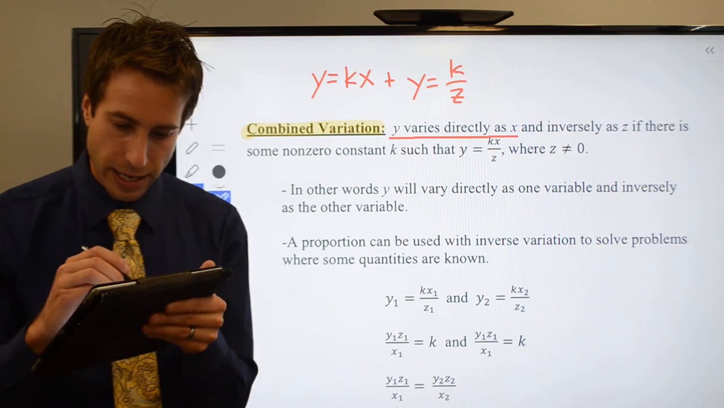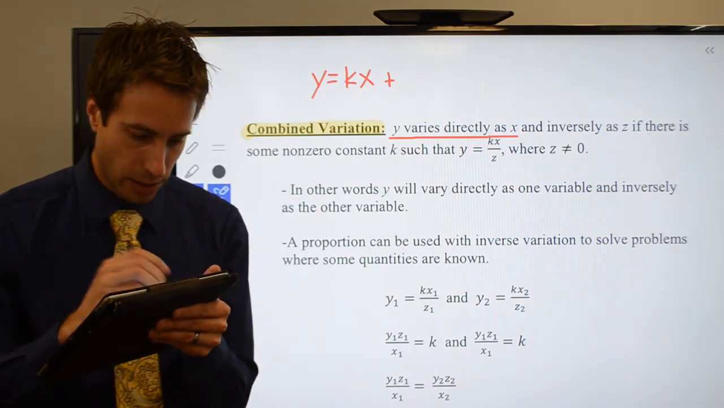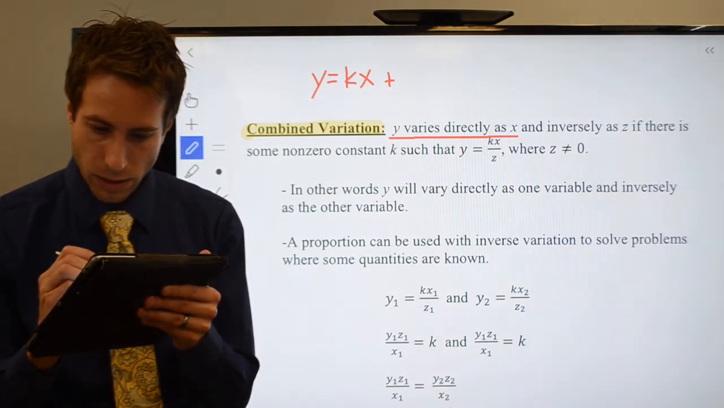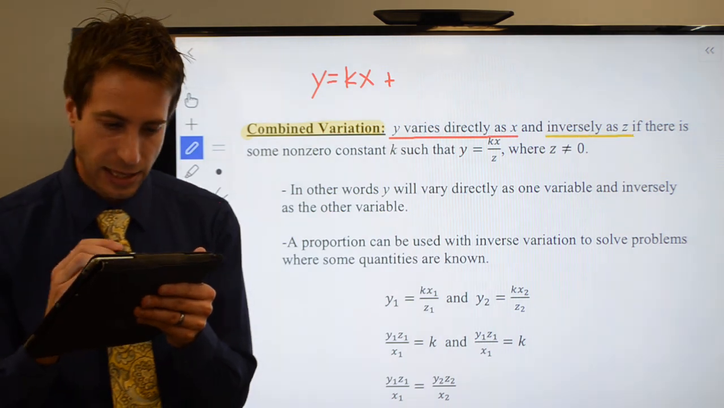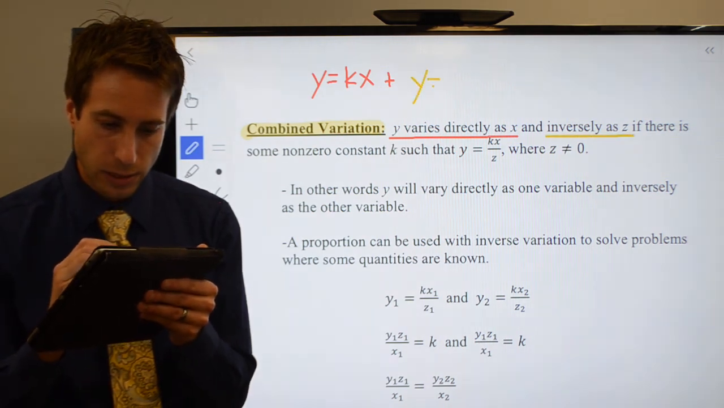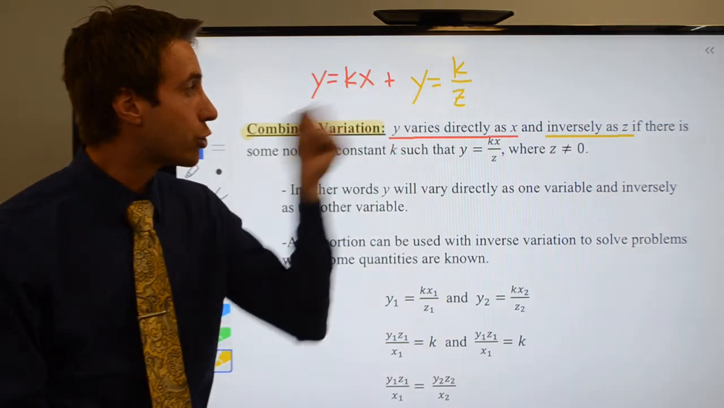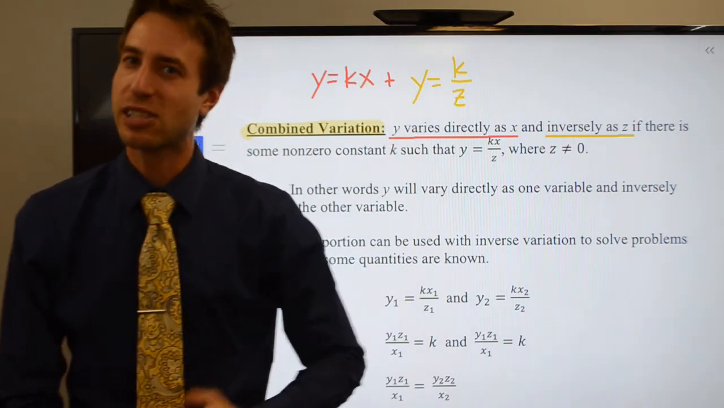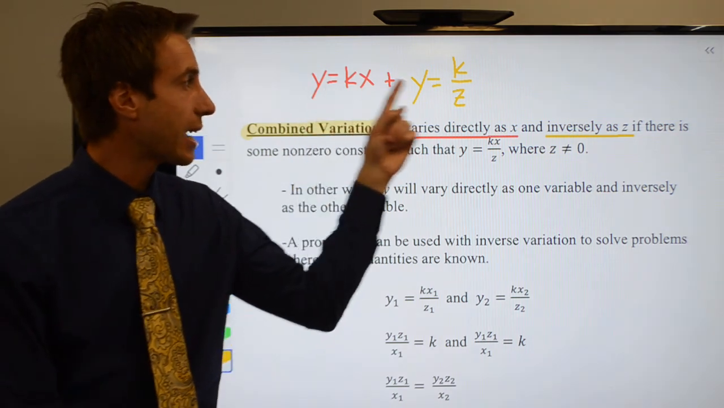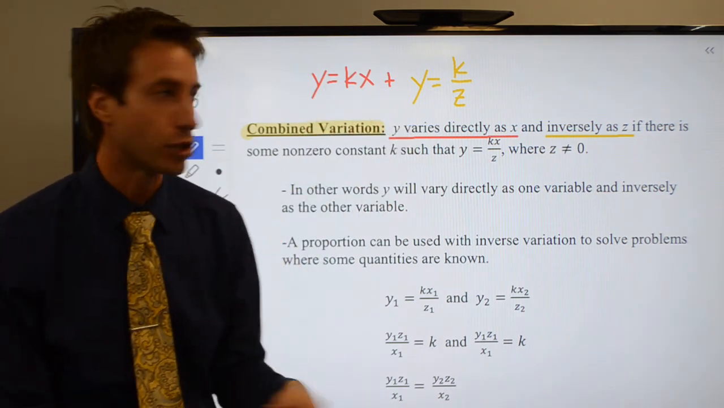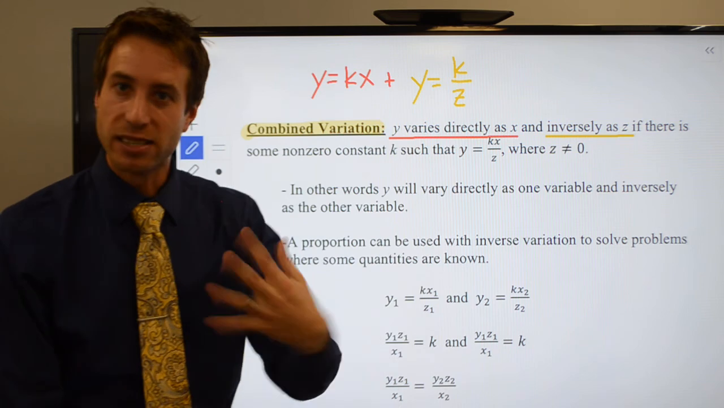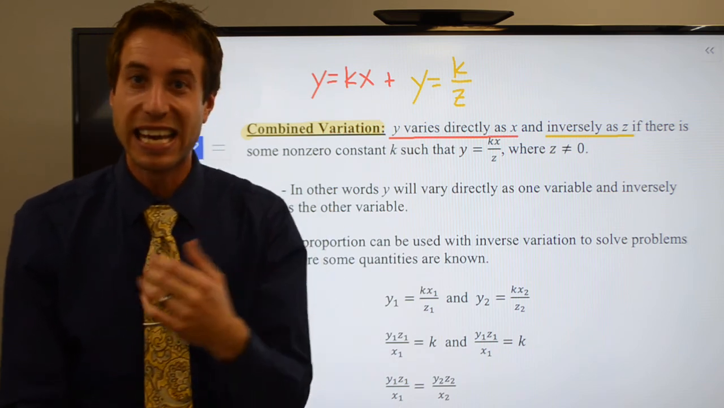I'm sorry, I want to do that in a different color. Hold up. Let me do yellow. And inversely as z, which means y is equal to k over z. There we go. So I want to put these two types of variation together. Here's kind of the way you can think about it. Y and y, that's the same. K and k, same variable, plus we know it's a constant, it doesn't change.